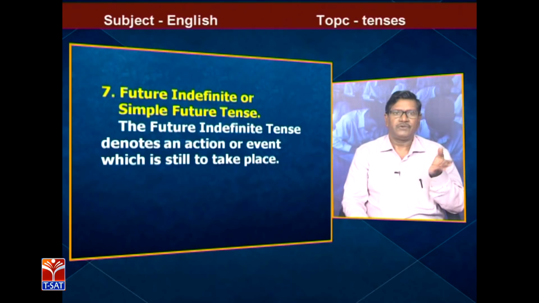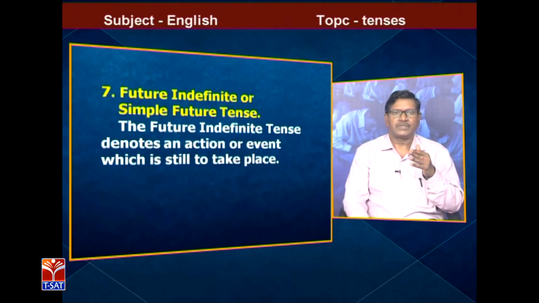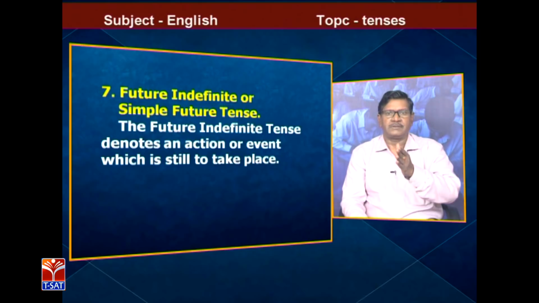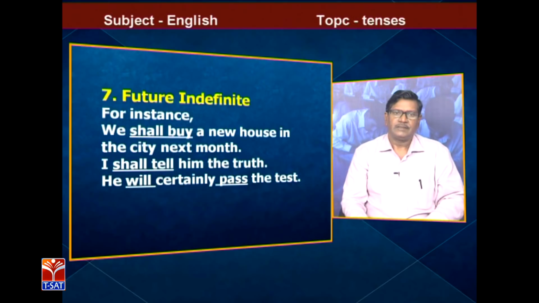Next, future indefinite tense or simple future tense. This future indefinite tense denotes an action or event which is still to take place in future. For instance, we shall buy a new house in the city next month, not now. Next month we shall buy a new house in the city. సిటీలో ఒక కొత్త ఇల్లు కొనుక్కుందాం. ఎప్పుడు? ఇప్పుడు కాదు, ఇంకా మనకు రావాల్సిన డబ్బులు ఉన్నాయి.